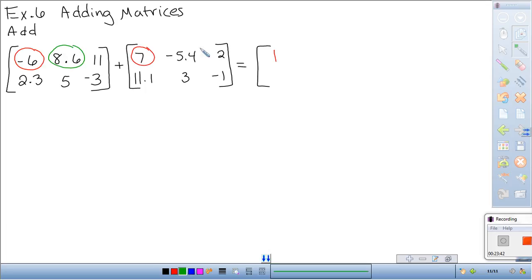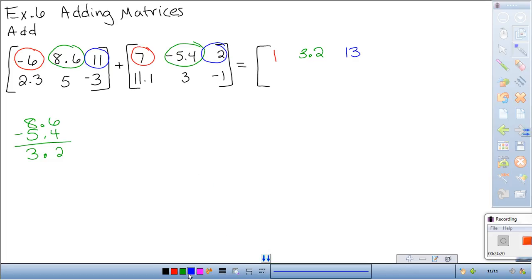Top middle plus top middle, 8 6/10 plus negative 5 4/10. Same sign or different signs? They have different signs, one positive, one negative, so we need to subtract, and I'll subtract down here, 8 6/10 minus 5 4/10. Line up your decimal. 6 minus 4 is 2. 8 minus 5 is 3. So 3 2/10. Which one has the larger absolute value? 8 6/10. It's positive, so my answer is positive. 11 top right plus 2 top right. 11 and 2 have the same signs, so we just add them and we get 13.